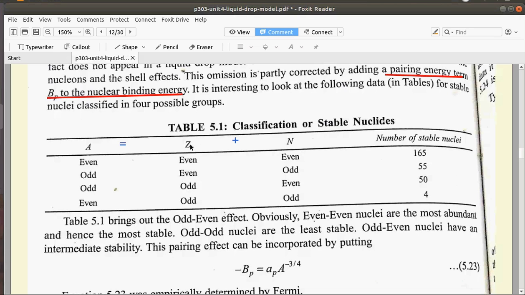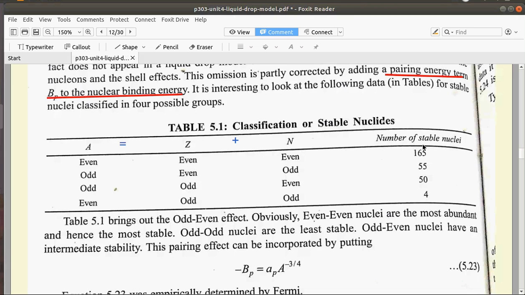In that case, if Z is even and N is even, the case where the number of protons is even and the number of neutrons is also even, for example for oxygen Z is 8, and if the number of neutrons is also 8, then 8 plus 8 is 16, so A is also even. So we are talking about that kind of example.